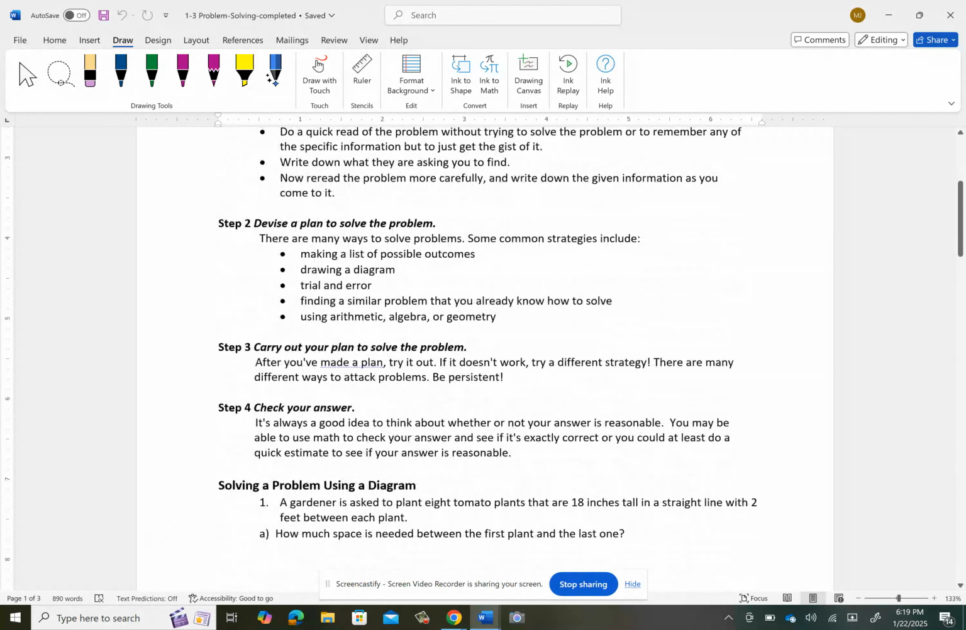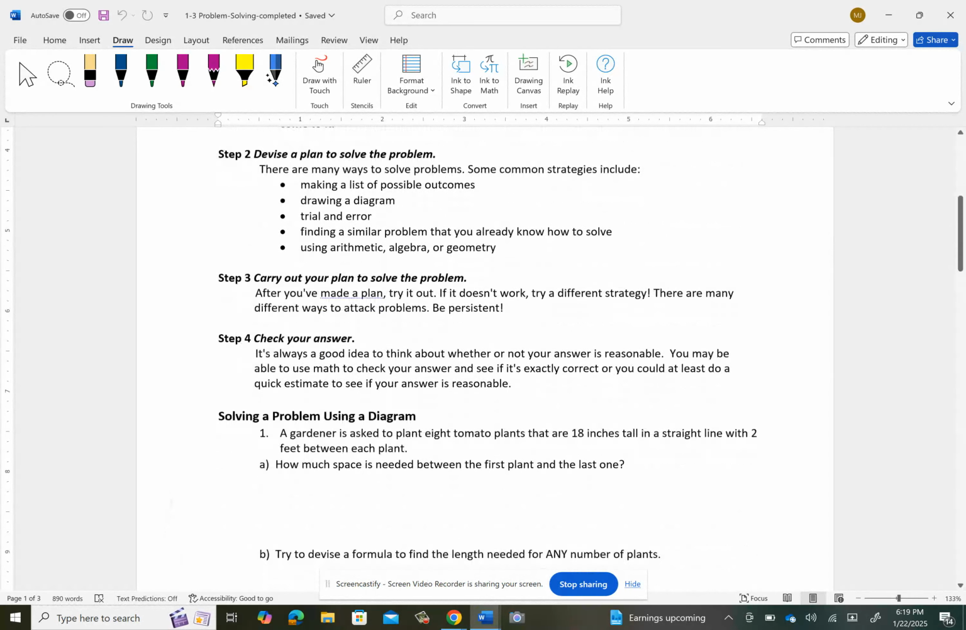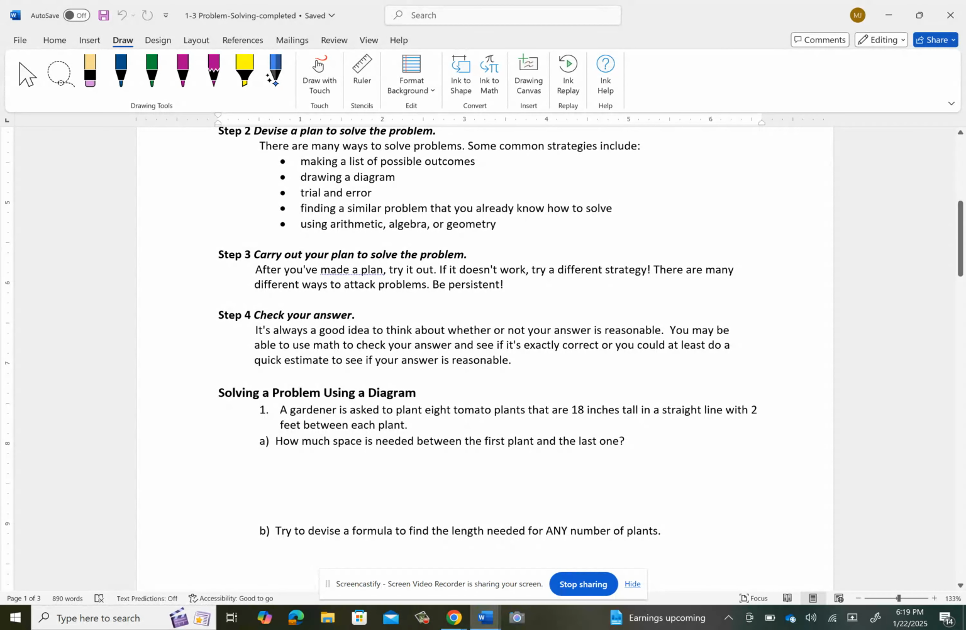Second step, try to think about how you're going to attack the problem, what you might try to do. So you could make a list of the possible outcomes, maybe draw a diagram, use trial and error. Think about something that you already know how to solve that's similar to this. And then if you were up to speed on using some geometry or algebra if necessary, you might do that.